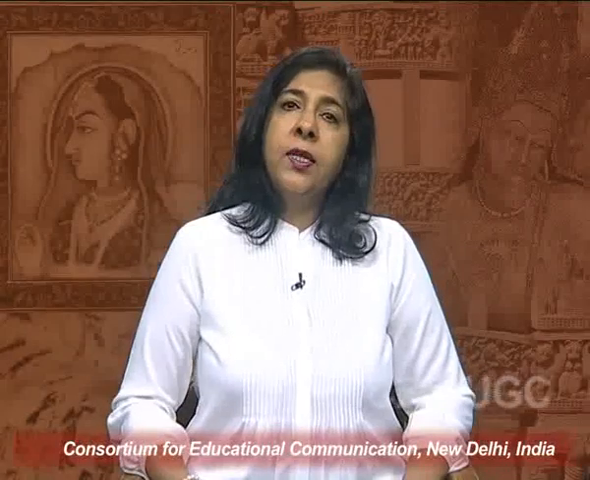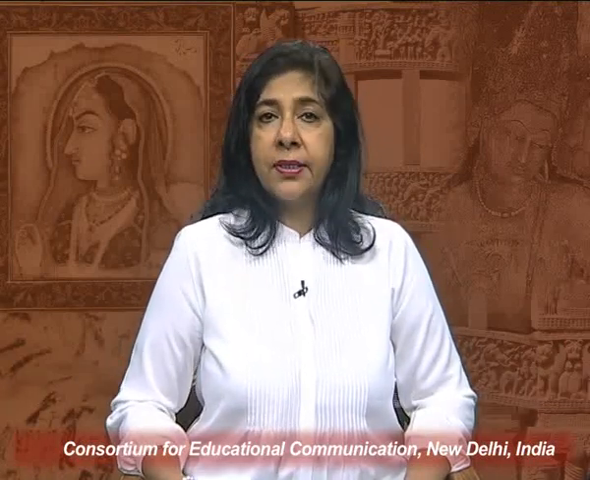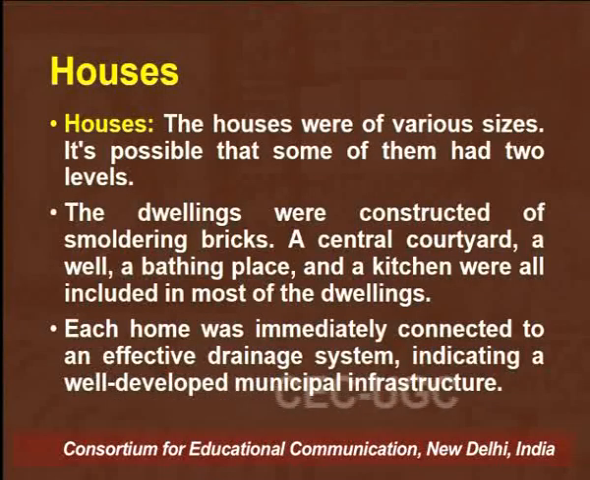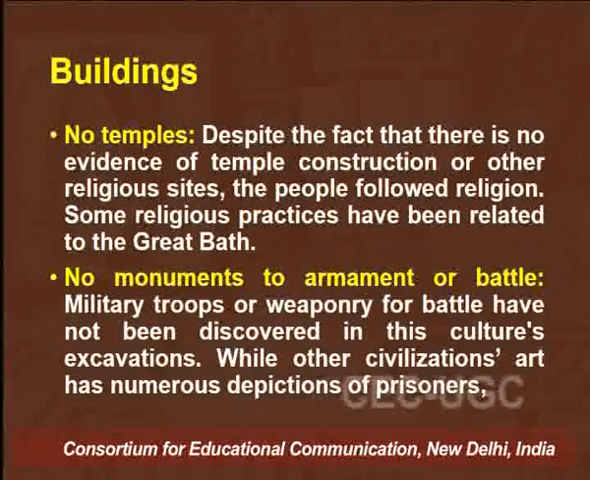Coming to a description about the houses. The houses were of various sizes, and some of them had even 2 levels. The dwellings were constructed of bricks, and a central courtyard, a well, a bathing place and a kitchen were all included in most of the dwellings. Each home was immediately connected to an effective drainage system, indicating a well-developed municipal infrastructure.